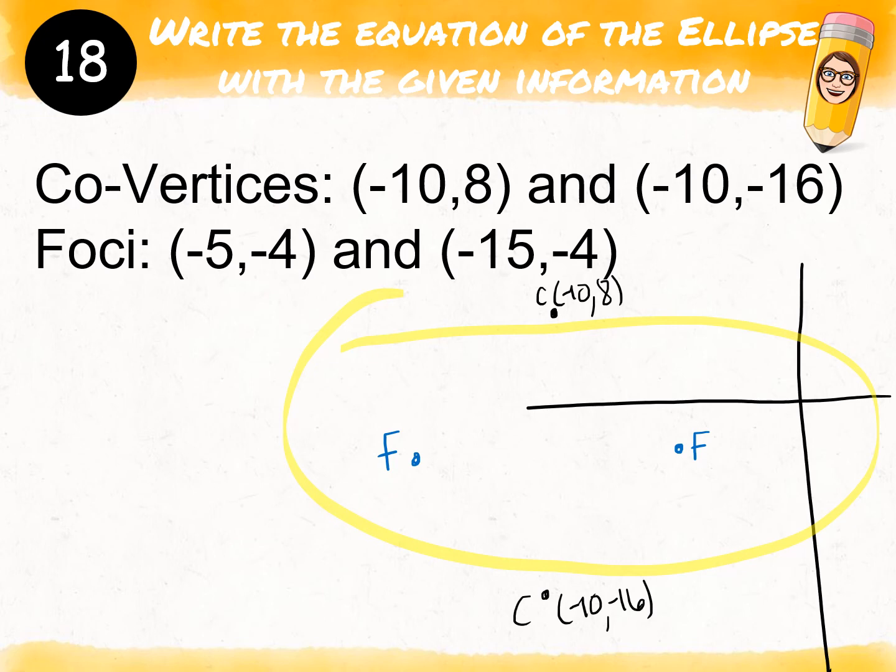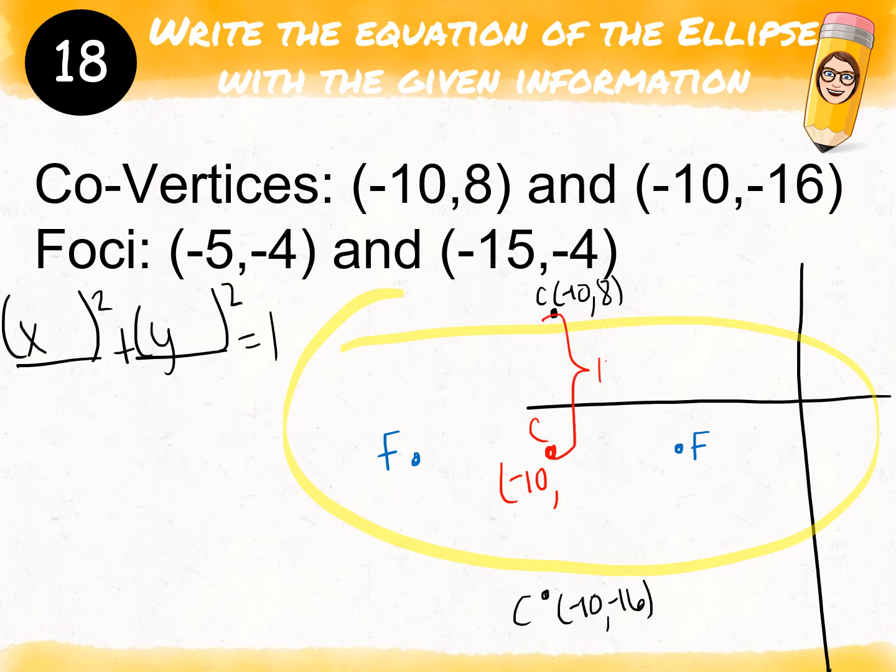So first thing, I'm going to set up my little equation. (x)² + (y)² = 1. I can find my center point, right? If I got co-vertices, I can find that center point. The middle value, it's definitely going to be negative 10. And the middle value between 8 and negative 16. Well, 8 plus 16 is 24. 24 cut in half is 12. The distance is 12, which takes this to a negative 4.